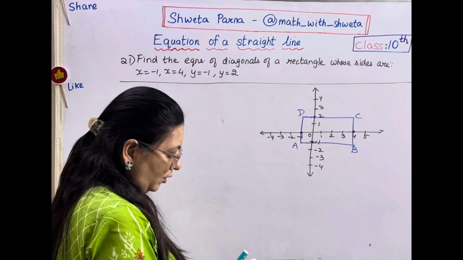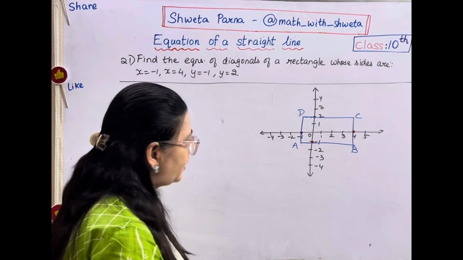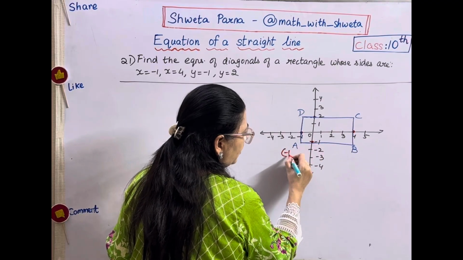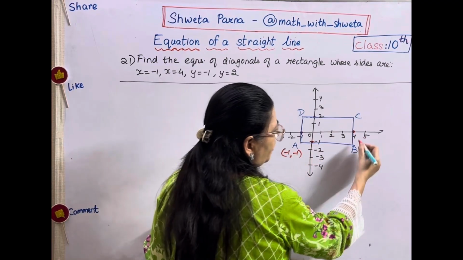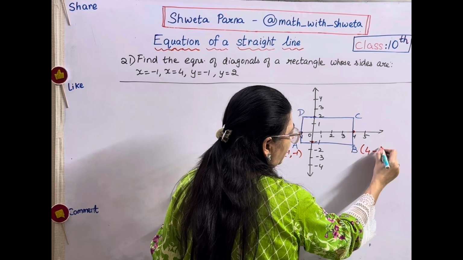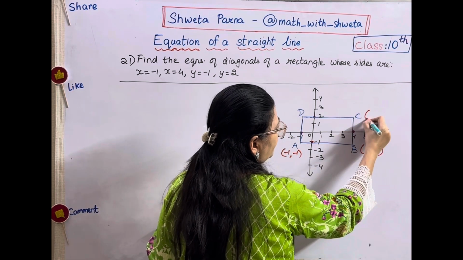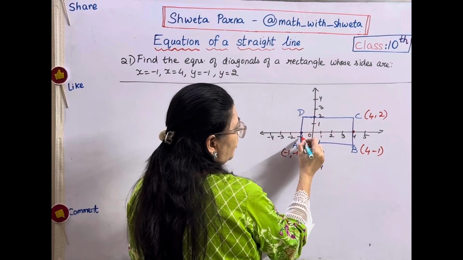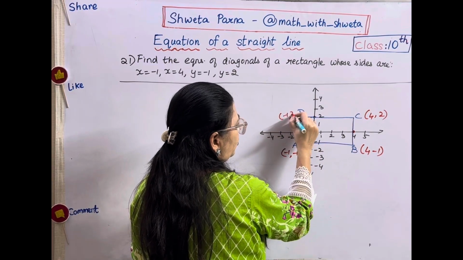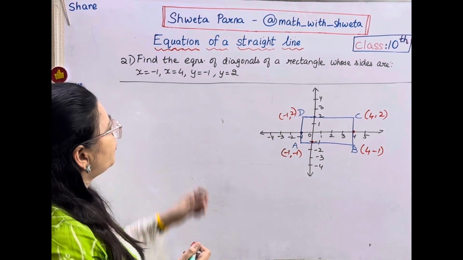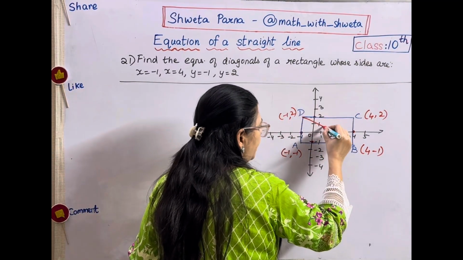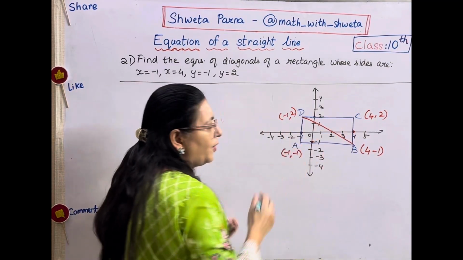Okay, and what are the coordinates of these points? Let's write it down. So A, the coordinate is minus 1 and minus 1. B, it is 4 and minus 1. C, it is 4 and 2. D, it is minus 1 and 2. What you have to find? The equation of diagonals. So the diagonals are AC and BD. First let's find for BD.